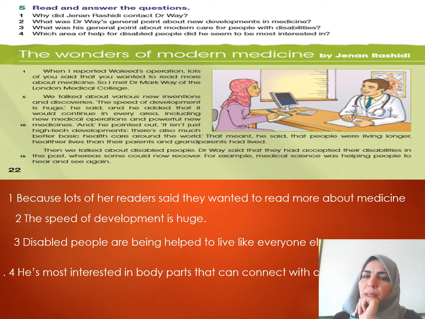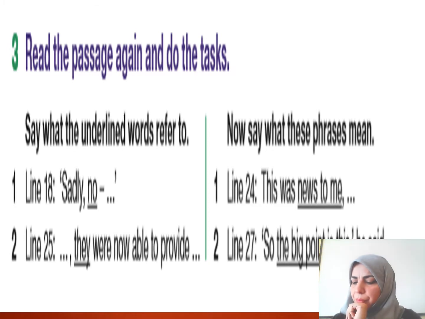Okay, now let's go to page 24, period 5, activity 3. Read the passage again and add the tags. Now I will let you read the passage and try to answer these questions. You try to find what the underlined words refer to. Okay, my lovely students, let's check your answers.